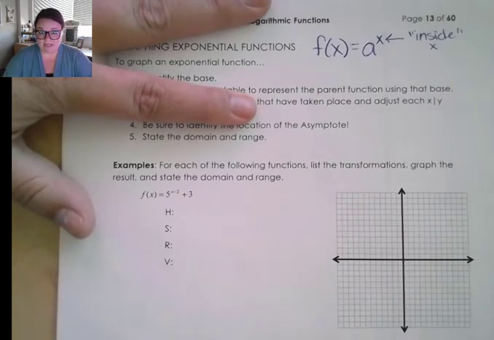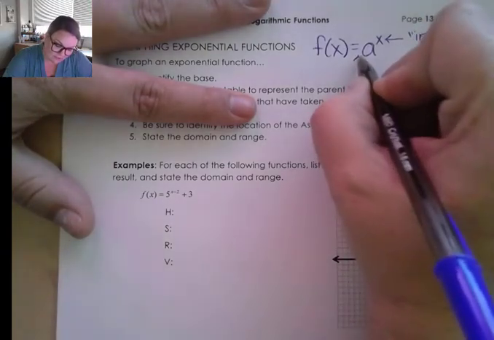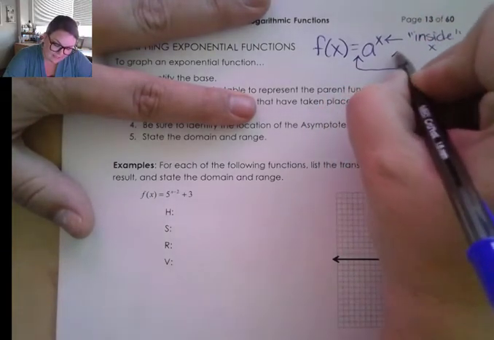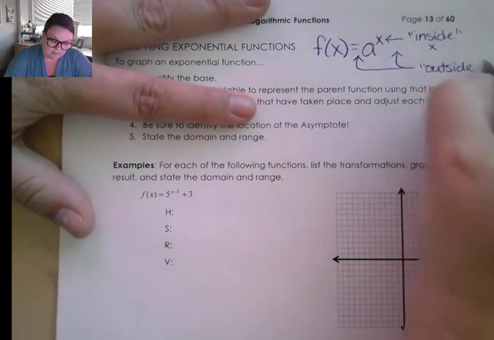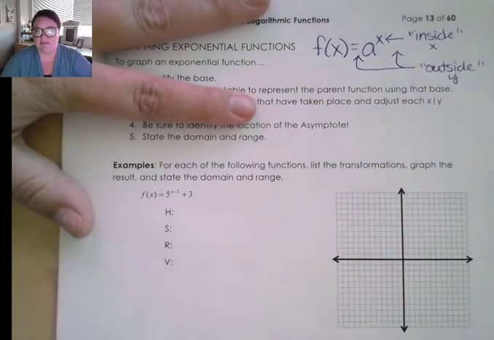Now, if it's outside the function, that means it's not in the exponent and it's being applied to the y, right? So that would be things like out in front of this a, things being added or subtracted out here would be outside the function, which we know would relate to y.